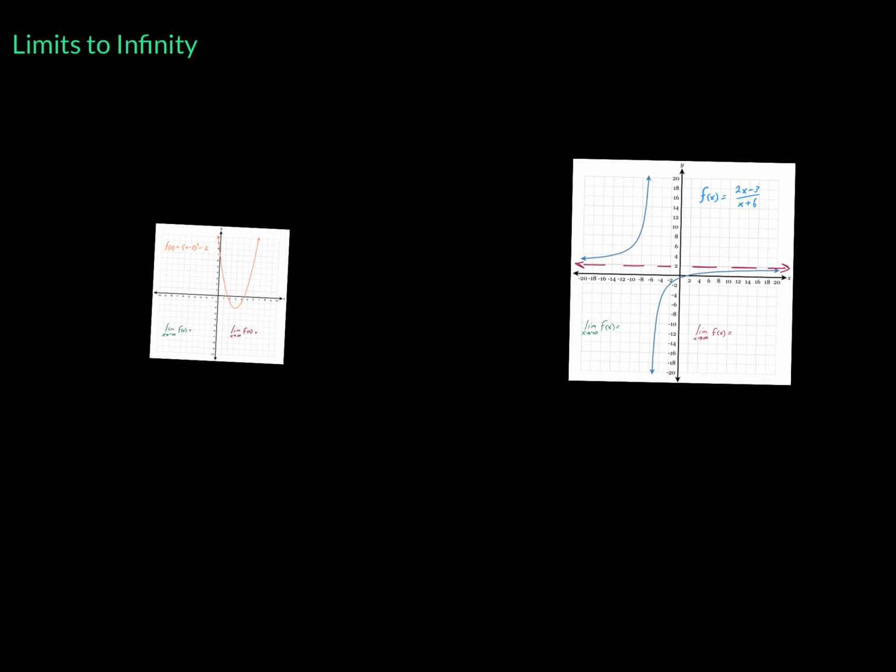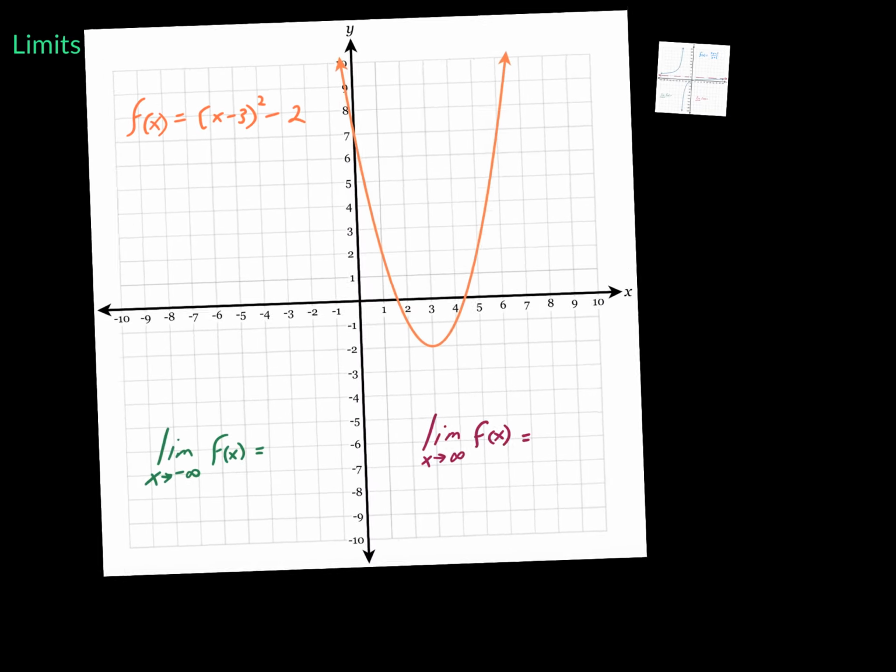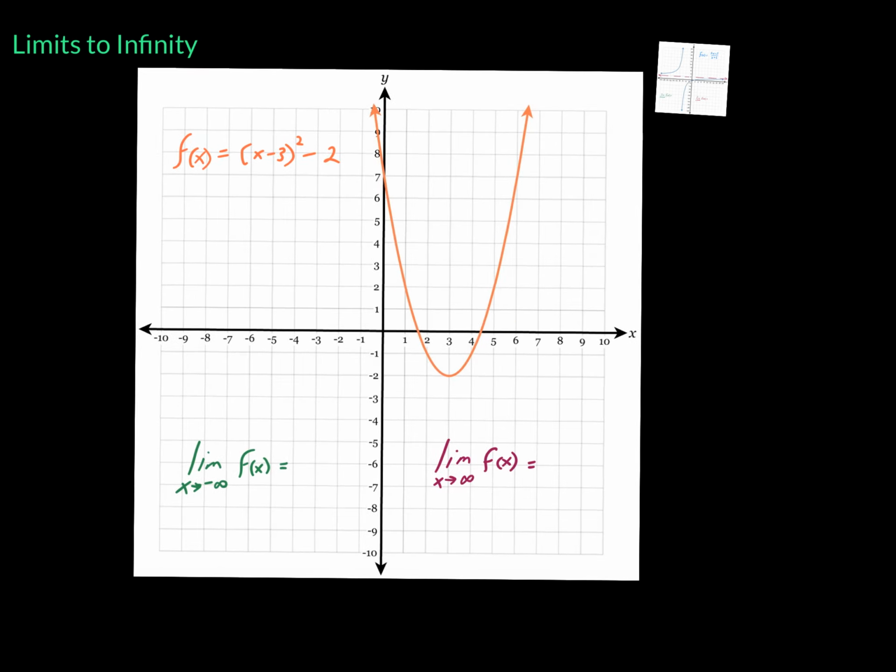Limits to infinity. So now, instead of focusing on coming into a point from the left and the right, what we want to do is evaluate the end behavior of our graph. What's going on at the ends of our graph? The ends of our graph is when x is traveling out here towards positive infinity and when x is traveling out here towards negative infinity.